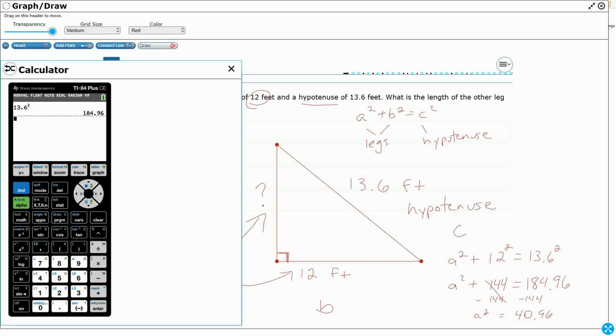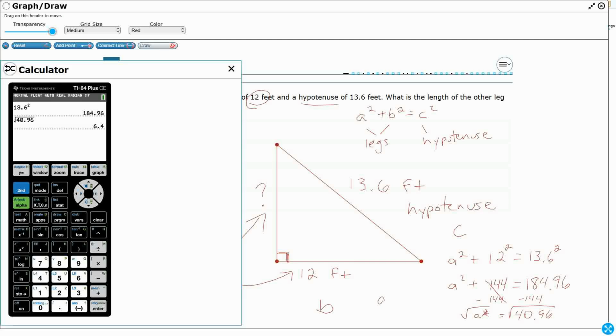So how do we get rid of that squared? Well, the opposite, or the inverse, is the square root. If we take the square root of A squared, that's just going to give us A. And then if we take the square root of 40.96, that should get us what we need. So let's take that square root of 40.96. And you see we've got 6.4.